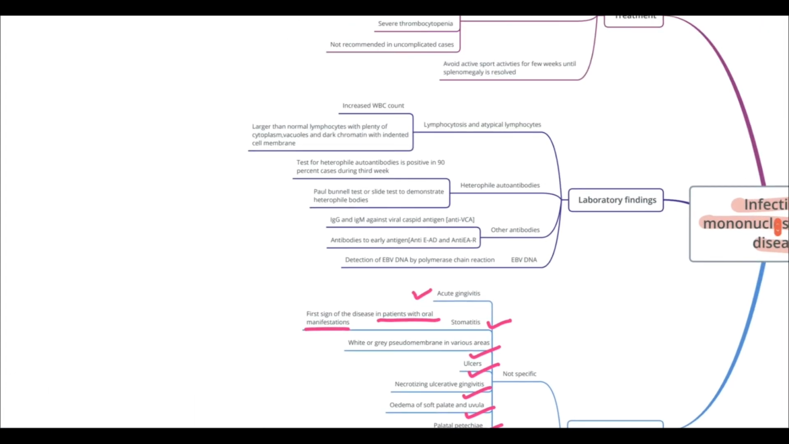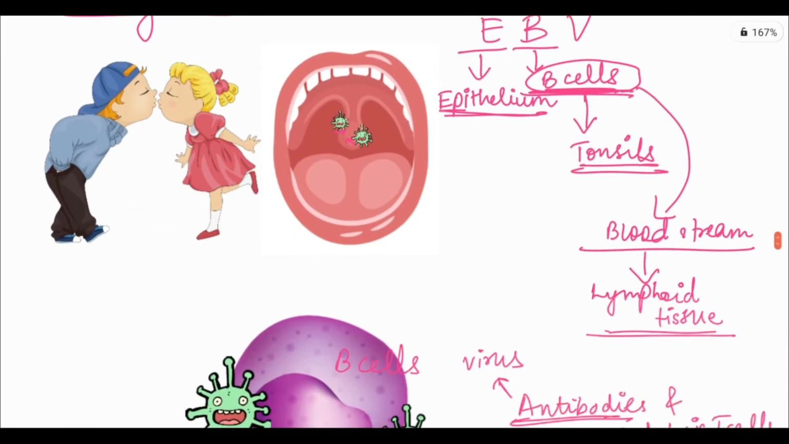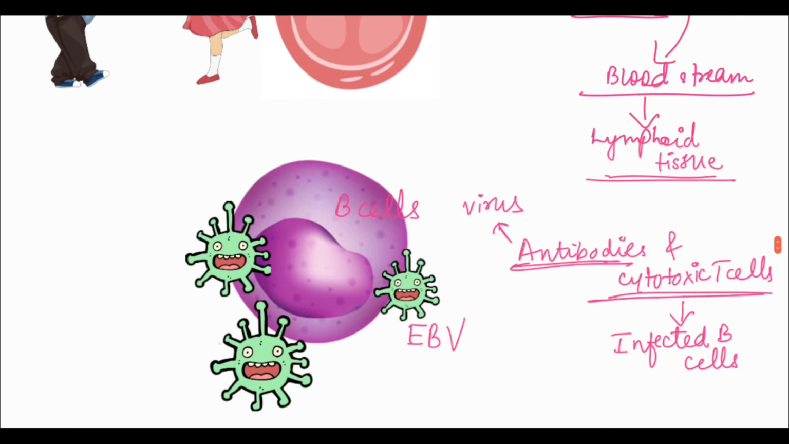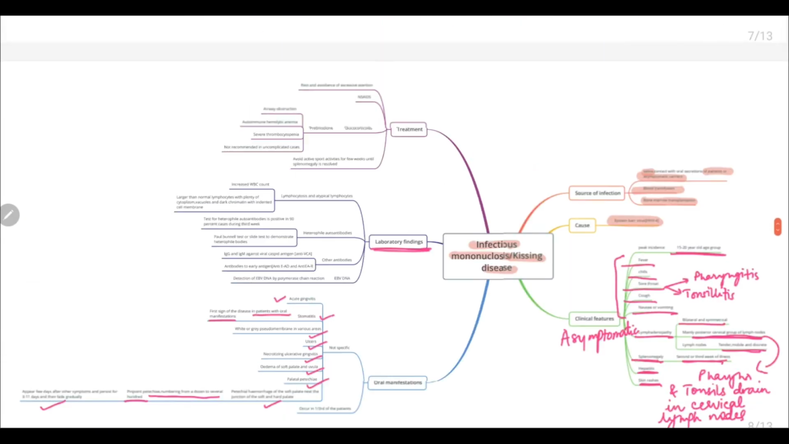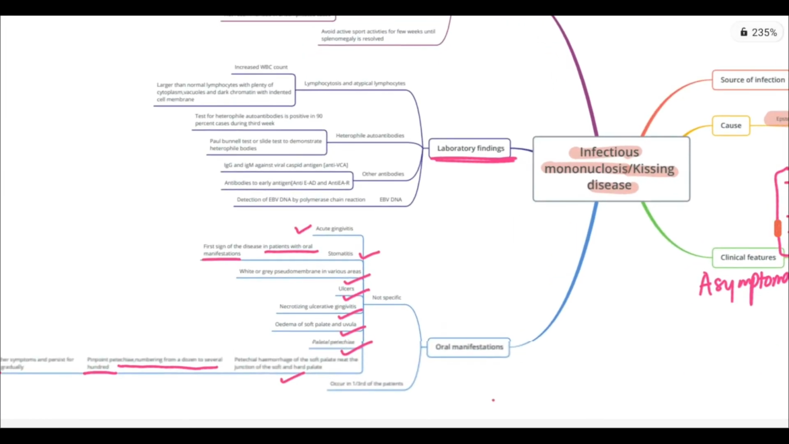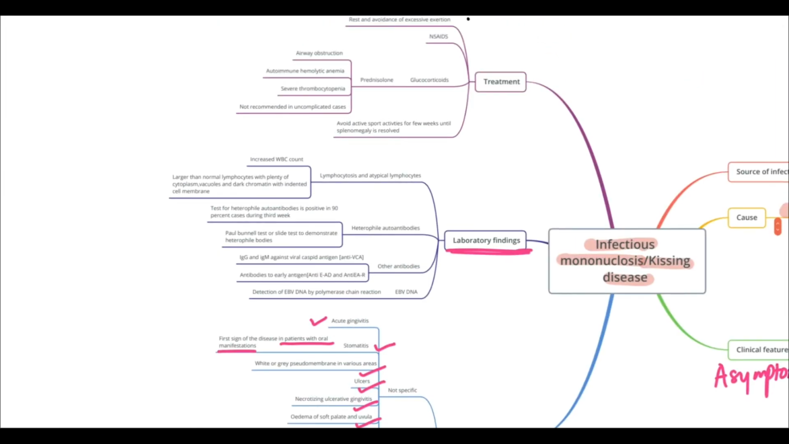Coming to the laboratory findings. So the laboratory findings are kind of important. Now, do you remember there were lymphocytes, right? So in the pathogenesis, we saw that there were lymphocytes, that is your B cells, that were getting affected. So in this disease, what we observe is lymphocytes that are enlarged. So there is lymphocytosis, that is increased lymphocytes, plus there are atypical lymphocytes.